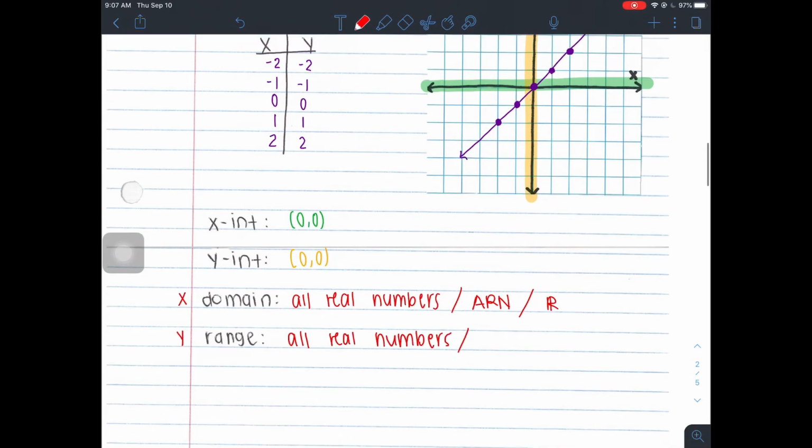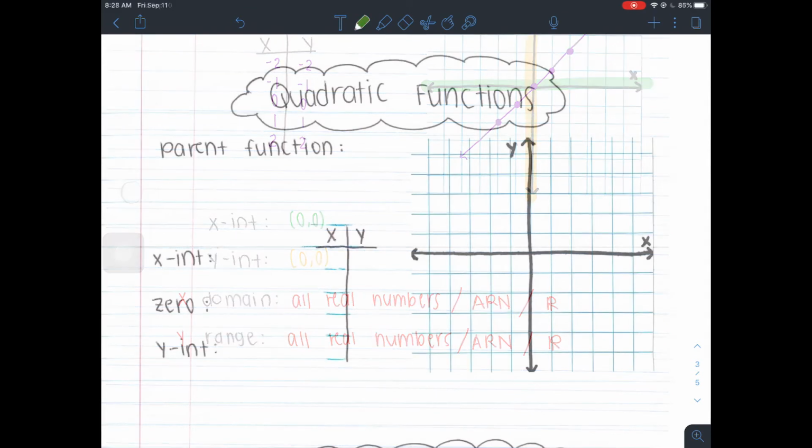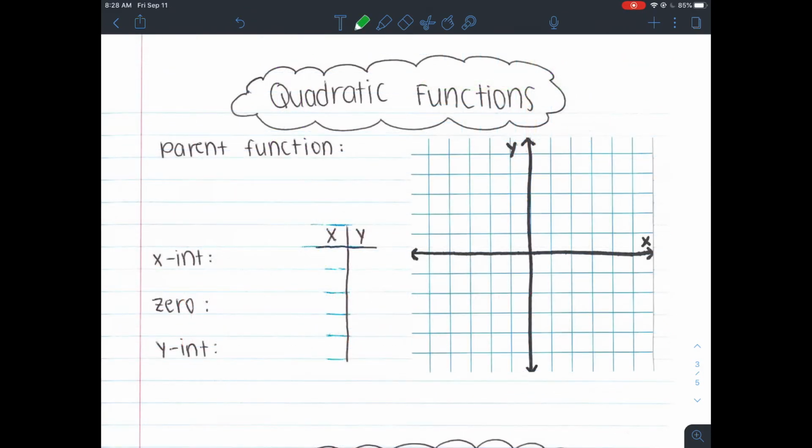Okay? Again, you can shorten that by saying ℝ, or you can use the mathematical symbol for all real numbers. Moving on, we have our quadratic function. So this is the second parent function that we cover in Algebra 1.